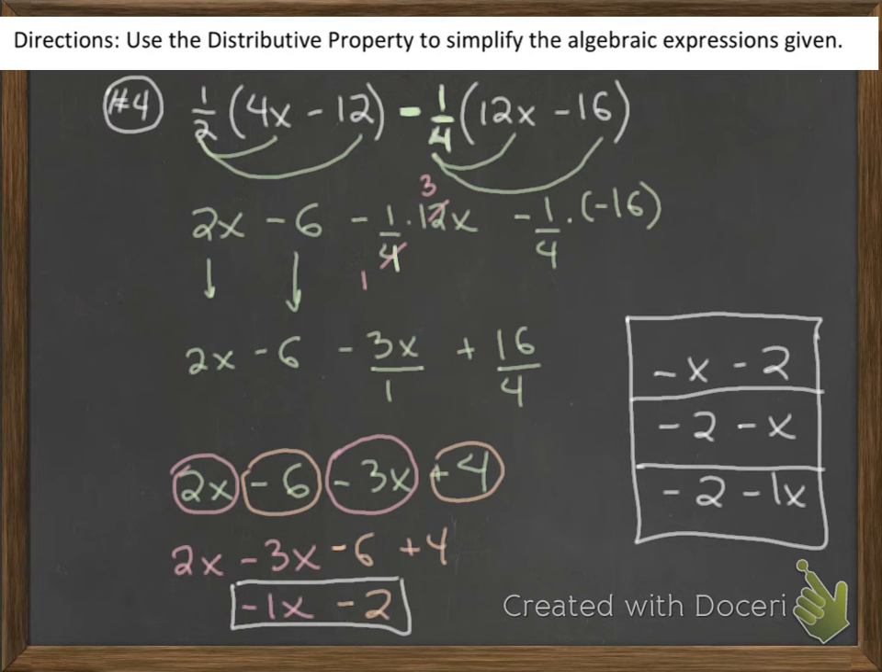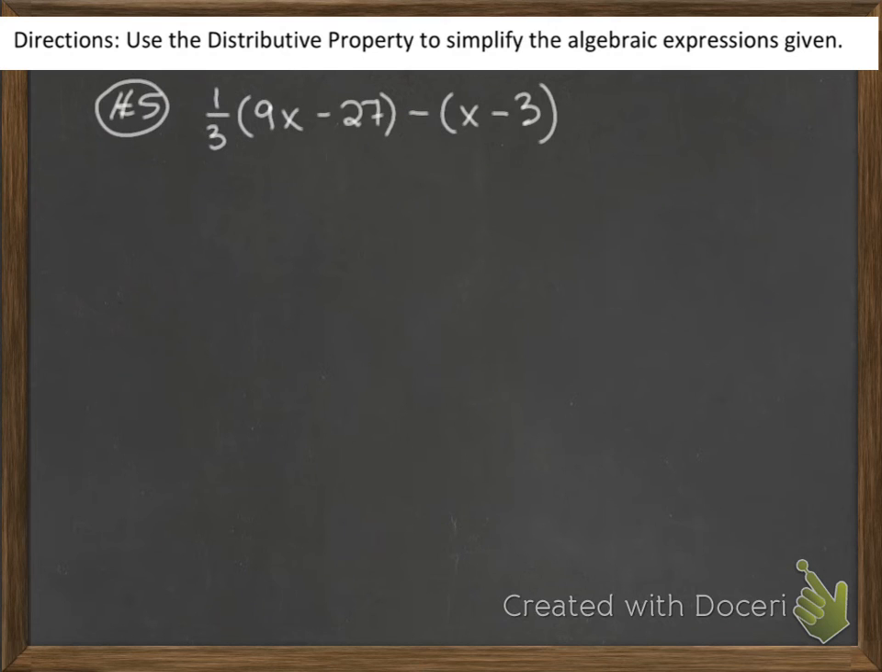All right, let's do one more example, maybe 2. All right, number 5, we have 1/3 times the quantity 9x minus 27 minus the quantity x minus 3. So once again, we have a negative sign here, and we don't have a number here. So remember, we really need to be careful anytime this happens, and the easiest way to take care in these situations is to put a negative 1 there, which reminds us that everything in the parentheses is getting multiplied by negative 1.